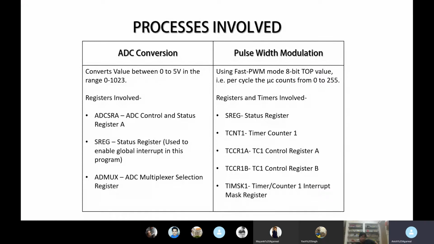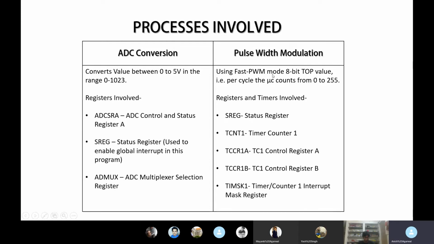So first of all, we have ADC conversion. What it does is convert the value of a voltage between 0 and 5 volt into the range of 0 to 1023. Which means that if 5 volt is 1023 and 0 volt is 0, then you can say that 3 volt is around 612 or 614 or something. All right, it is nothing else.